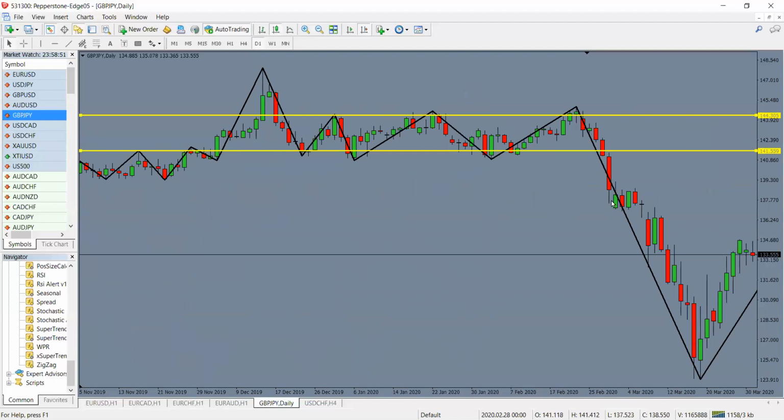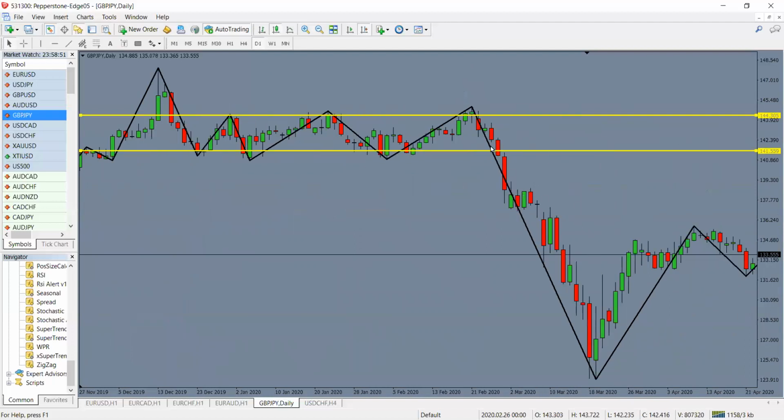Now, break and retest does not occur every time. So in this case, you can see that price actually broke and didn't come back for any retest anymore. So it doesn't mean that break and retest will always occur in a trending chart or a ranging chart. This is also something that we need to wait for patiently to happen. So let's look at another chart.